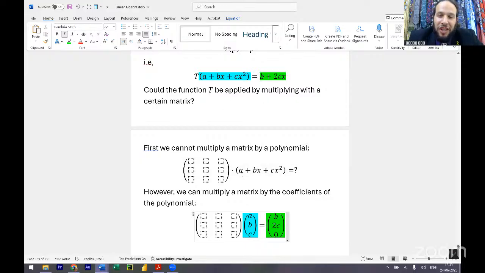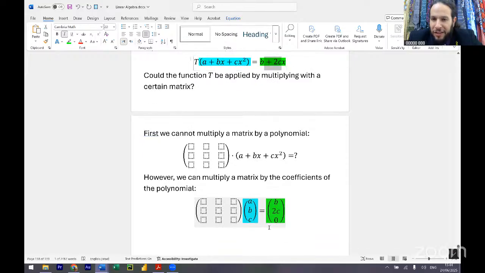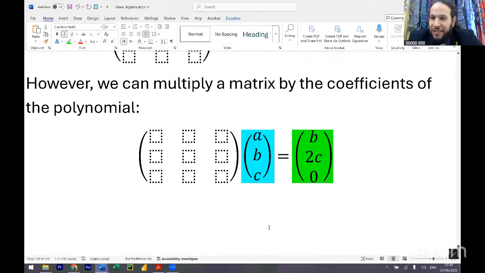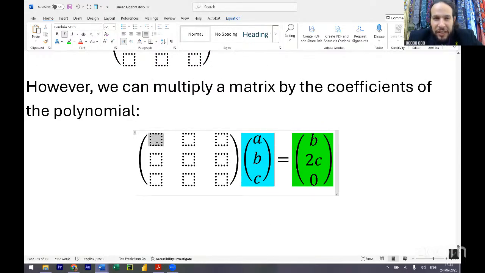That's the translation. Let's do it the most natural way, reading from left to right: the constant, then the coefficient of x, then the coefficient of x squared. And I did the same here, right? B is the constant, 2c is the coefficient of x, and 0 is the coefficient of x squared. Agreed? So now it doesn't seem like such a big deal.